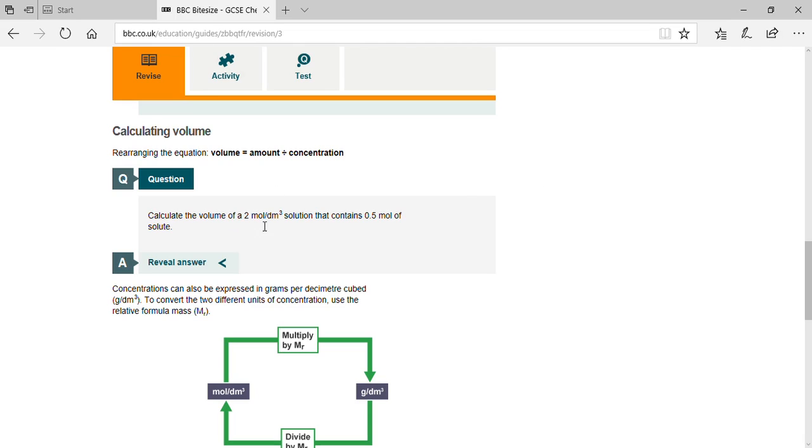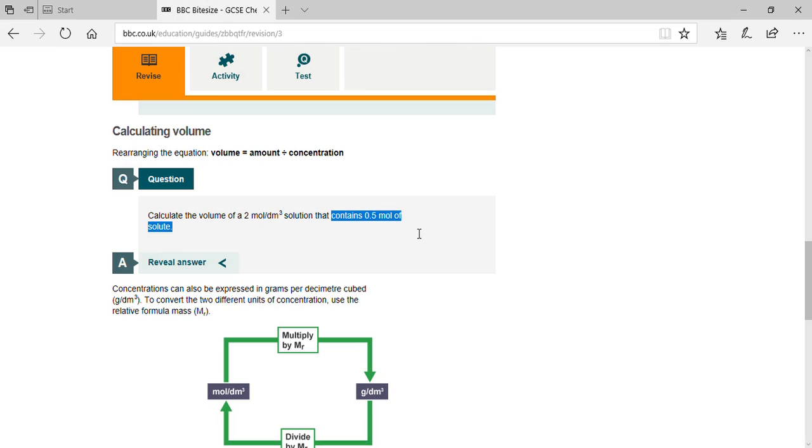You can see that concentration is given here. How will you work out what is given? With the help of the units. Here it is given as 2 mole per dm³, so mole per dm³ is concentration. And 0.5 mole of solute is also given. Clearly, concentration and moles of solute are given, and they are asking for volume. So volume of solution equals moles of solute divided by concentration, simply, and you will get your answer.